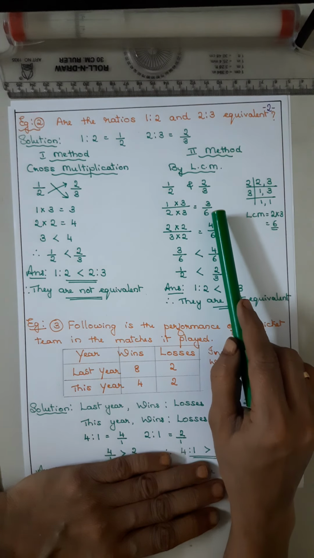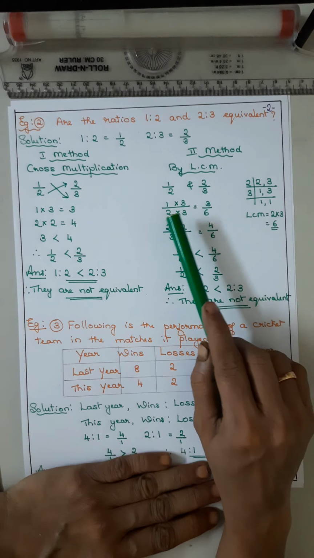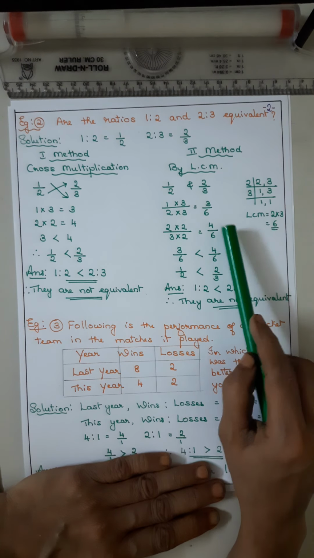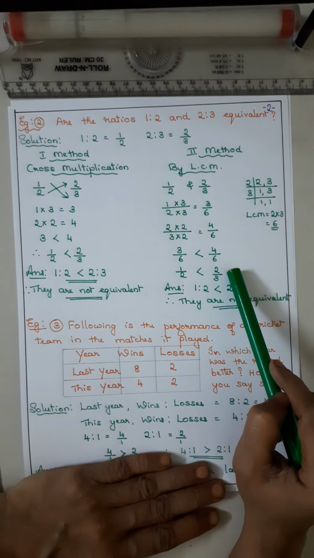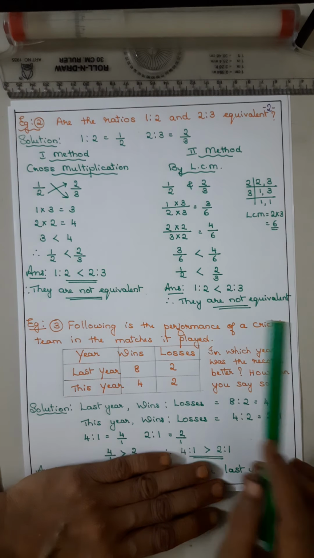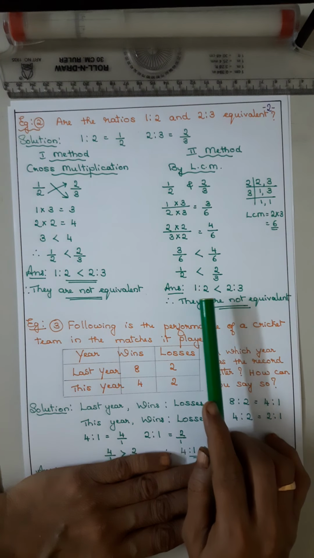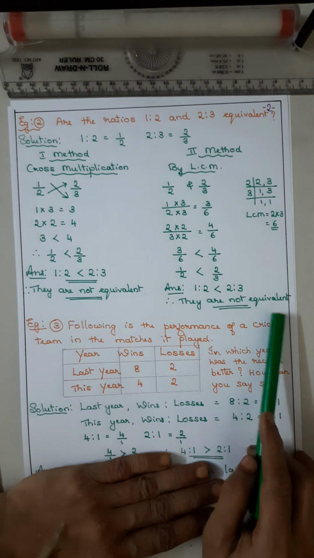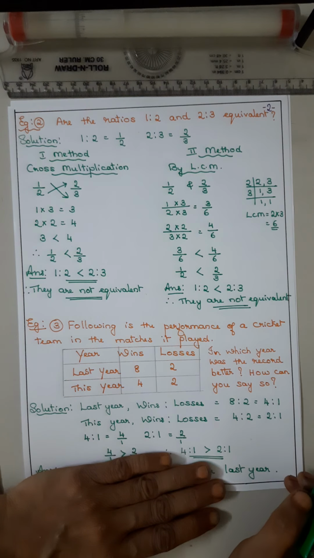Now 3 by 6, which fraction? 1 by 2. Write first. 4 by 6, which fraction? 2 by 3. Right. And put the lesser than sign. And now write the ratio form. So 1 is to 2 is less than 2 is to 3. They are not equivalent. Hope everyone understood.